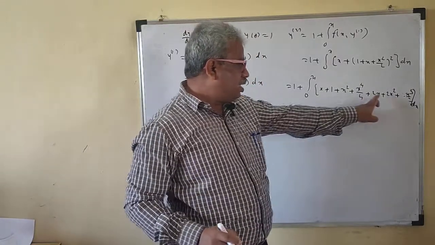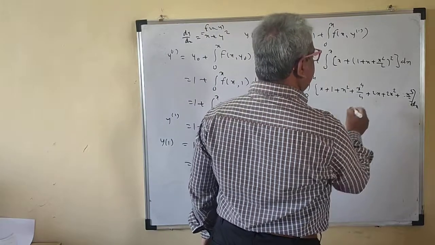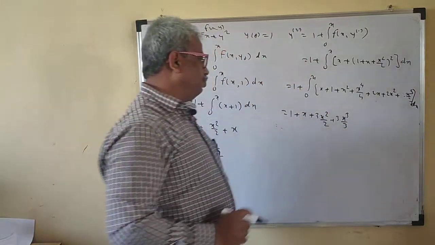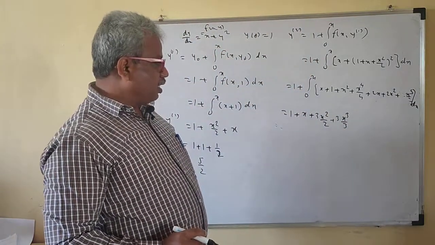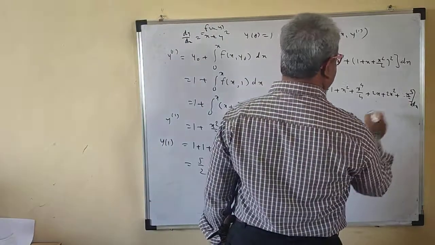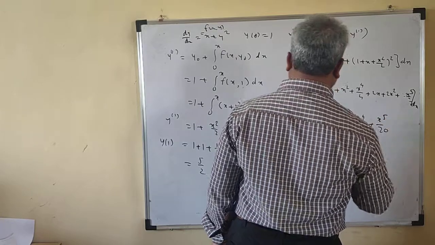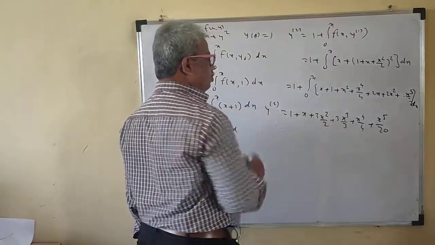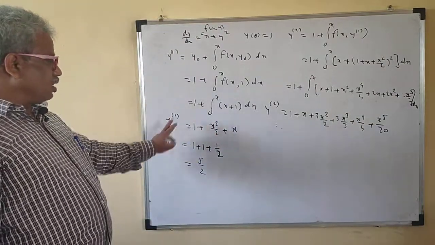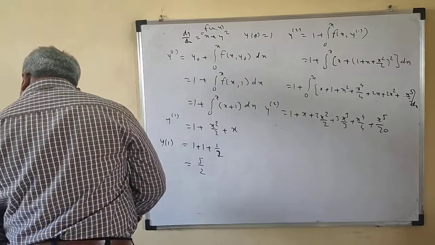How many x squares are there? 3x squares are there. So integration of this is 3x cube by 3, because there are 3x squares, and integration of x square is x cube by 3. Plus how many x cube are there? Only one x cube, so x to the power 4, so x to the power 5 upon 20. Okay, so this will be your y of 2. It becomes complicated now, so just concentrate on y of 1 at least.